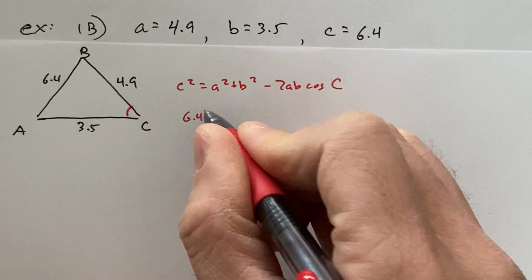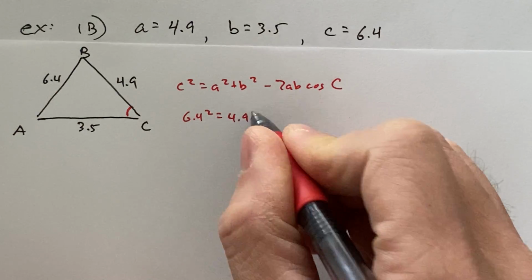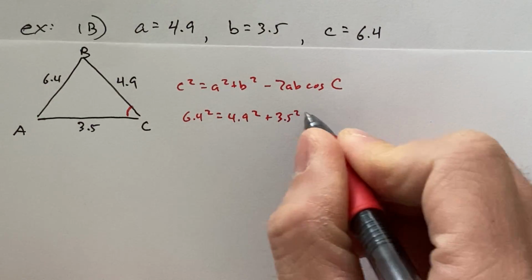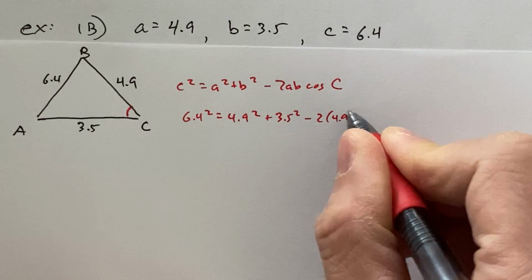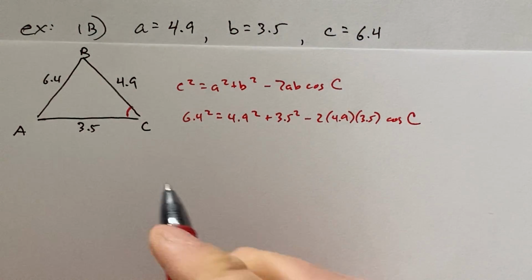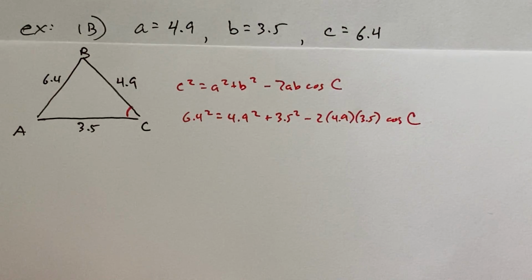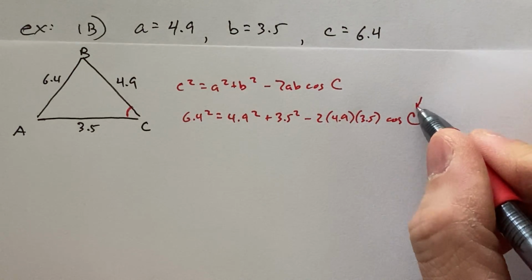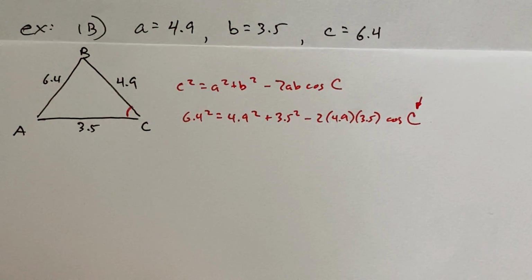So let's punch in the numbers: 6.4 squared equals 4.9 squared plus 3.5 squared minus 2 times 4.9 times 3.5 times cosine of C. This is actually the trickiest thing to punch into my calculator. Why don't you guys pause this video for a second, see if you can solve for that angle C.